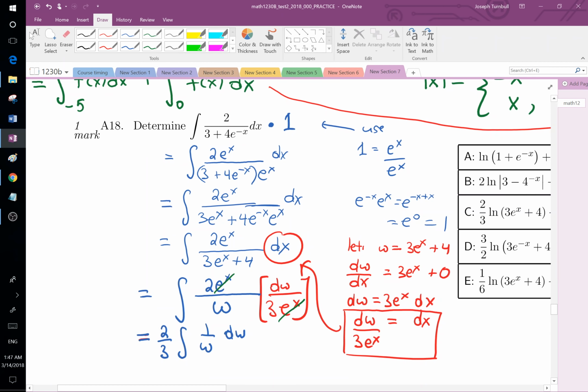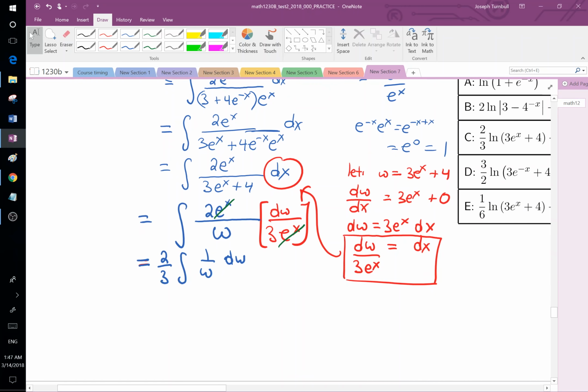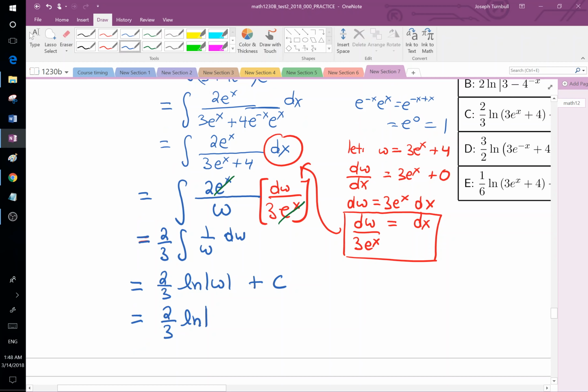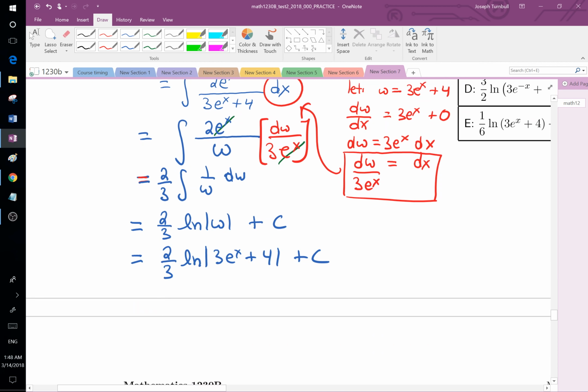So all the pieces are accounted for. The 2, the 3, the w, the dw are all there. Now we take the antiderivative of 1 over w. We get ln absolute value of w, and there's no bounds of integration, so we have a plus c. Now we can replace w with what it really is. What our substitution says it was is 3e to the x plus 4, plus c.